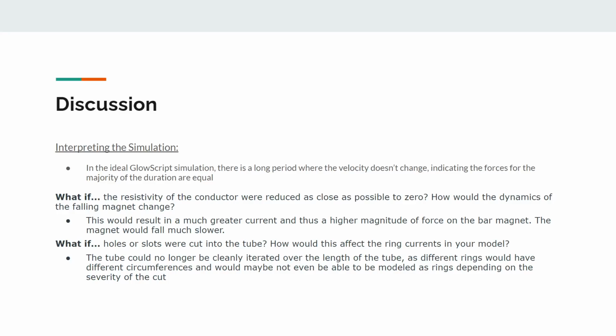What if holes or slots were cut into the tube? The tube could no longer be cleanly iterated over the length of the tube in the model, as different rings would have different circumferences and would maybe not even be able to be modeled as rings depending on the severity of the cut.